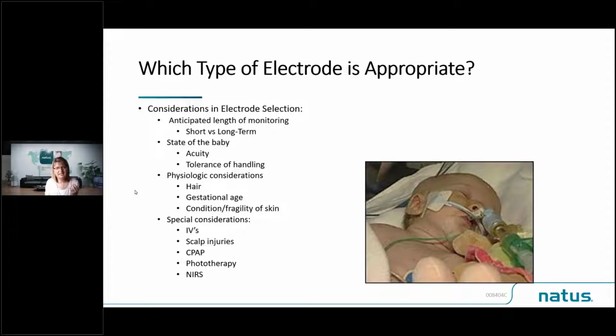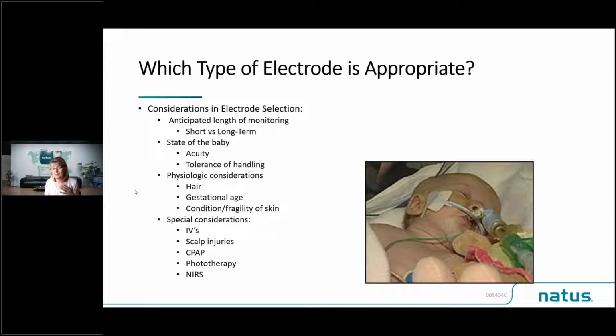The other thing to consider is, hydrogel and cup electrodes, I mentioned this, do require more preparation and handling, because we really do have to clean that baby's skin before we apply the electrodes. So if you have a baby who has a very high acuity, who really doesn't tolerate handling well, then again, you might want to consider using low impedance needle electrodes, because they really do result in less handling and less preparation.